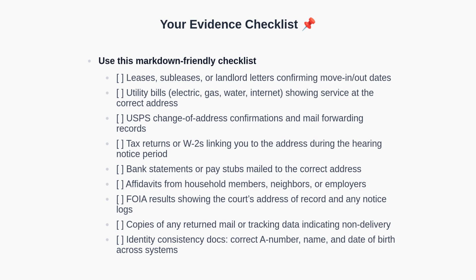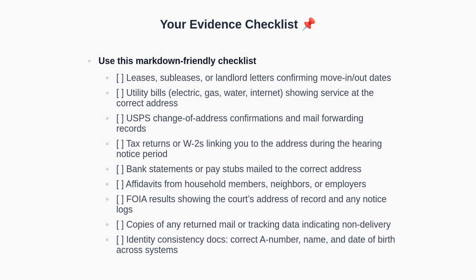Here is a practical evidence checklist. Gather leases, subleases, or landlord letters confirming move-in and move-out dates. Collect utility bills for the relevant period. Obtain USPS change of address confirmations and forwarding records. Include tax returns or W-2s linking you to the address at the time of the hearing notice. Add bank statements or pay stubs mailed to that address. Prepare affidavits from household members, neighbors, or employers.